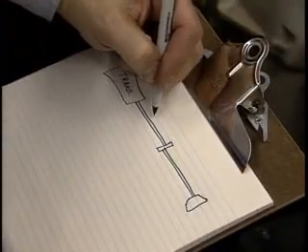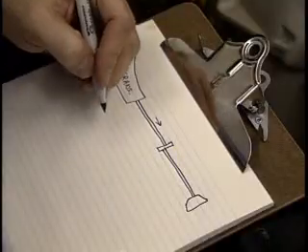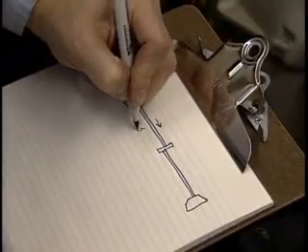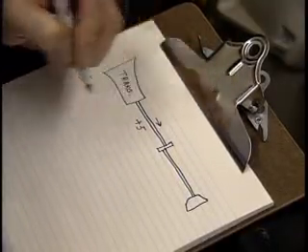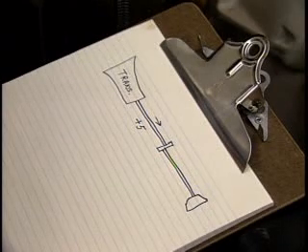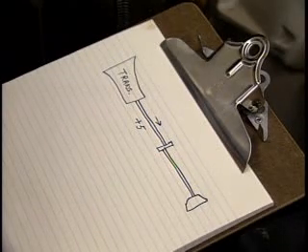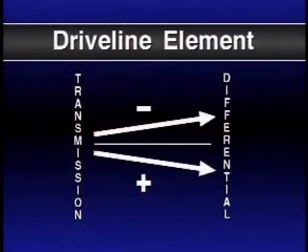Then, draw a line to represent the element you've measured and write the reading down, designating positive or negative depending upon its position. This is a 5-degree reading, and it's positive. If a driveline element points down, it is positive. One that points up is negative.